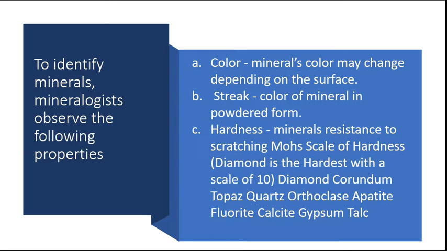A. Color. Minerals' color may change depending on the surface. B. Streak. Color of mineral in powdered form. C. Hardness. Minerals' resistance to scratching. Mohs scale of hardness. Diamond is the hardest with a scale of 10. Diamond, corundum, topaz, quartz, orthoclase, apatite, fluorite, calcite, gypsum, talc.